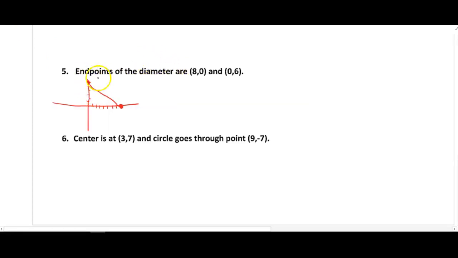So for the next example, if they tell us the endpoints of the diameter are (8, 0) and (0, 6), what you have to remember is we need the center and the radius to write the equation. So these are the two things we need to find first. Well, how do I find the center? Well, if this is the diameter, the center is going to land right in the middle. So what I'm going to basically do is find the midpoint of this diameter. So right away, I'm going to take the x's, add them and divide by 2, 8 plus 0 divided by 2.